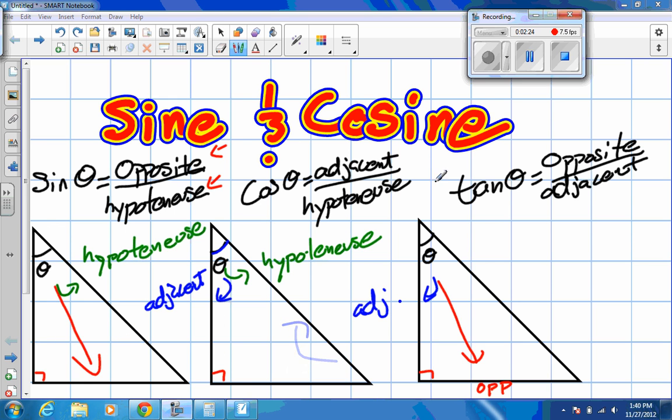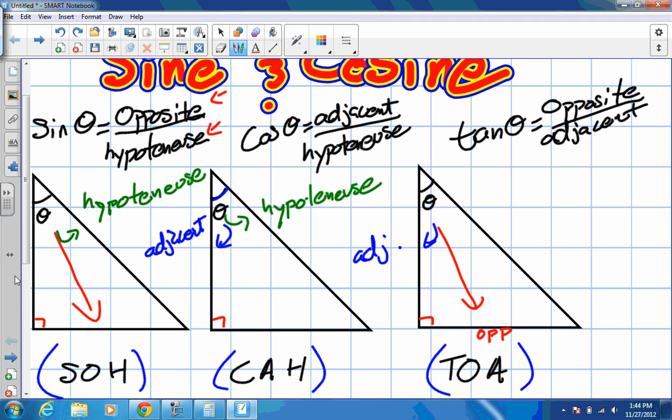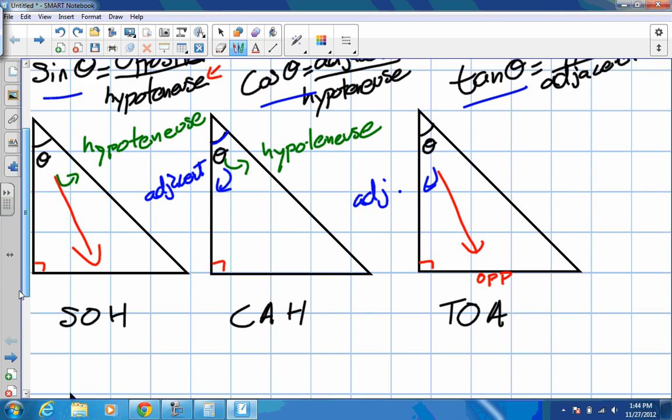A common mnemonic device to remember this is called SOHCAHTOA. The reason they use this to help remember is the S stands for sine, and sine is equal to the opposite side divided by the hypotenuse. Cosine is equal to the adjacent side divided by the hypotenuse. And tangent is equal to the opposite side divided by the adjacent. So this is a mnemonic device to help you remember, in case you can't remember what the ratios of sine, cosine, and tan are. All right, so keep that in mind. You can always write that at the top of the test.